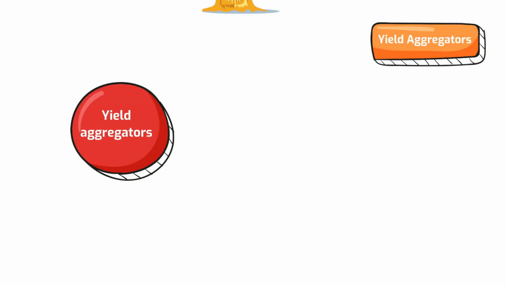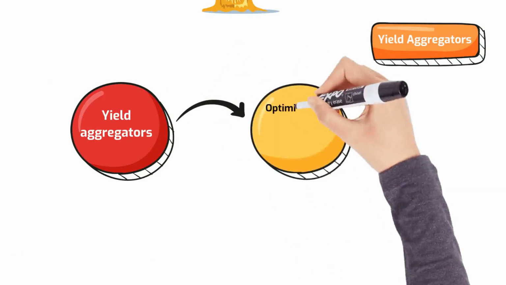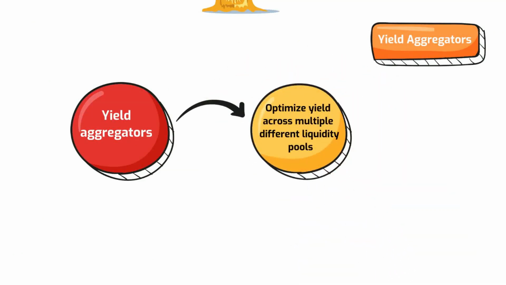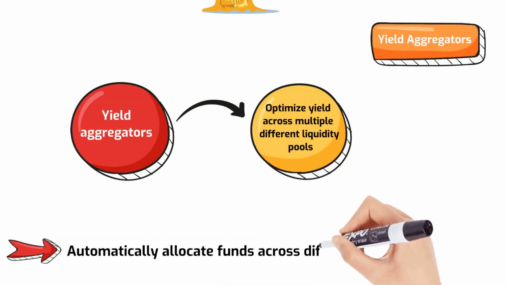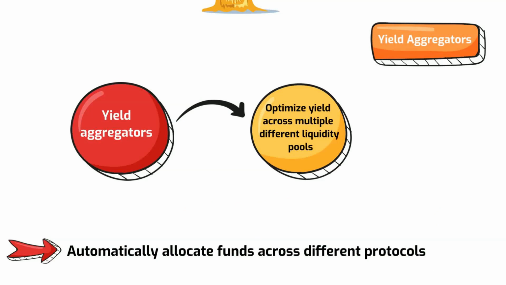Yield aggregators are a great way for investors to optimize their yield across multiple different liquidity pools. They will automatically allocate funds across different protocols to ensure that you're getting good value for your liquidity. Many can be customized based on your own risk tolerance. These are also useful for diversifying your funds to ensure that your vulnerability to many of these potential pitfalls is mitigated.